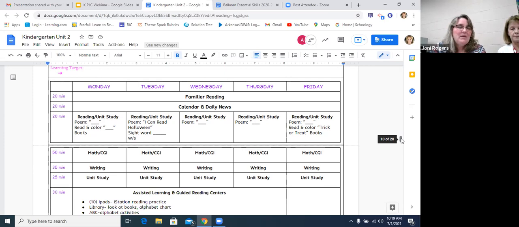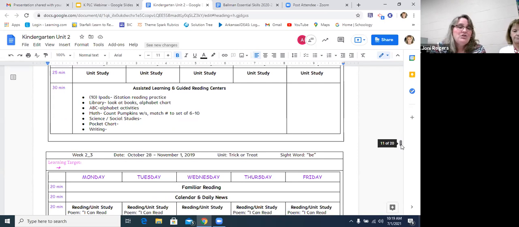We're going to listen to the beginning sound in the pumpkin. In our writing, we're going to count how many words we have. I mean, we're just going to integrate everything as much as possible. And the kids love it. It makes engaging lessons.